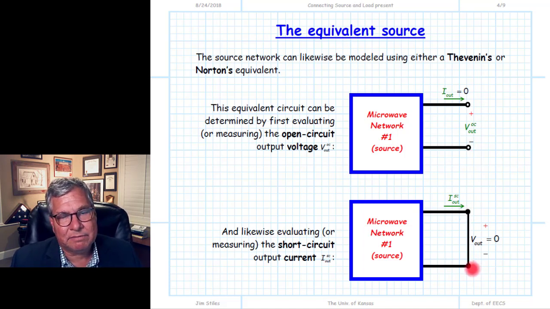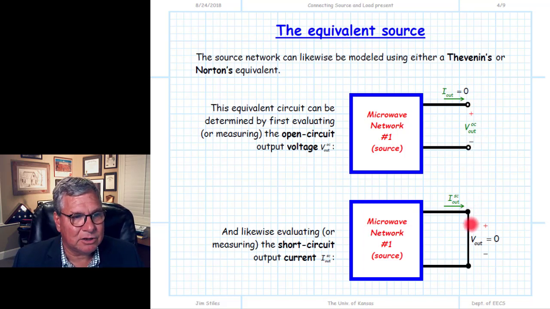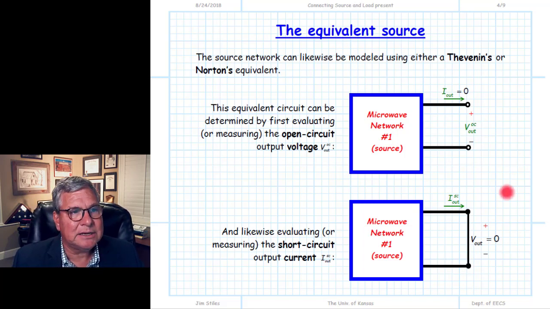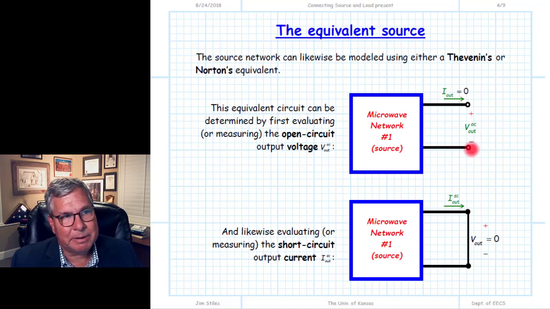If it's a passive device, the voltage across that open circuit would be 0. Likewise, the current to the short circuit would be 0. But if that device is a source, it supplies energy, what we'll find is that the open circuit voltage will be non-zero. It'll be dependent on the energy source within the device itself. Likewise, the current through a short circuit will be non-zero.